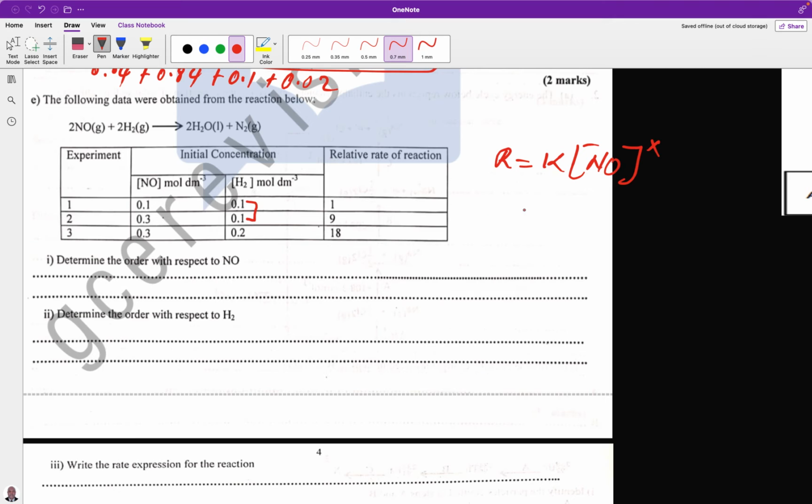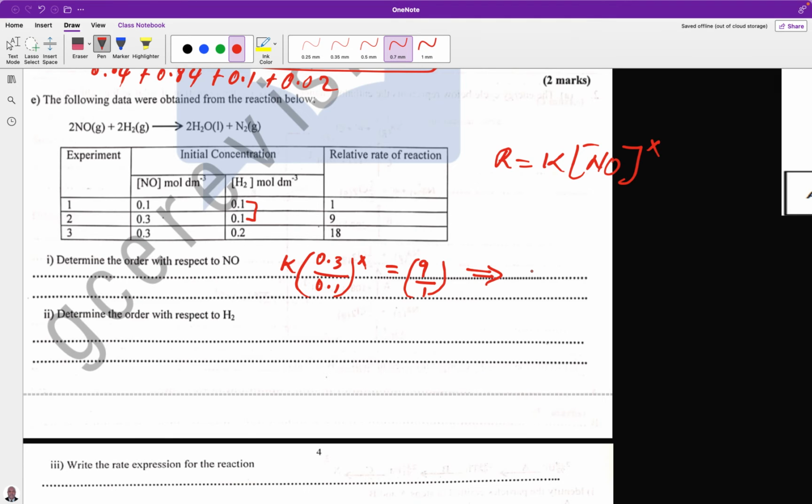Okay. I'm using this rate equation. In this rate equation, what I'm going to do is, I put a K there as a constant. Keeping this constant, it will be 0.3 divided by 0.1, to the power, we don't know, which is equal to, on the rate side, I will put 9 divided by 1. 9 divided by 1.